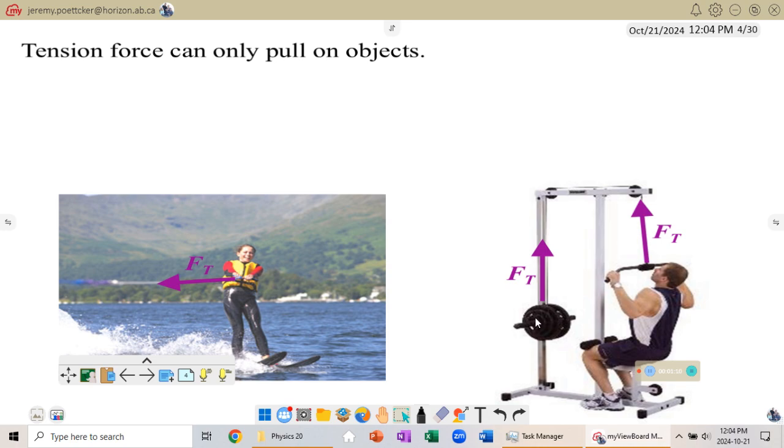Now, one of the things that you're going to have to get used to the idea of is that tension is the same throughout the cable. Right? So if this person is pulling with a certain amount of force, this has a certain amount of weight, we're going to see a certain amount of tension that is the same throughout the cable.